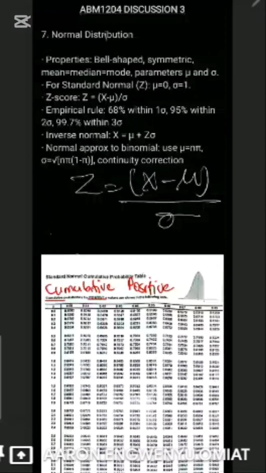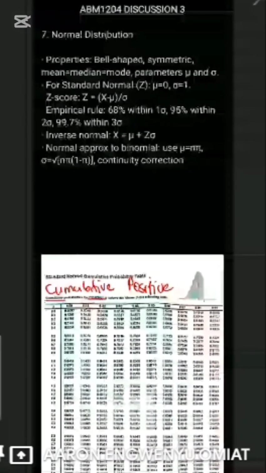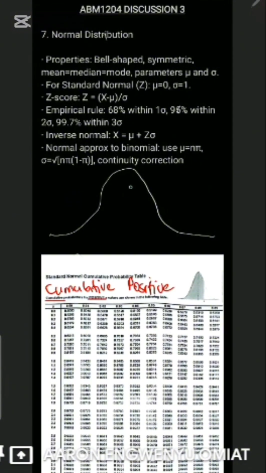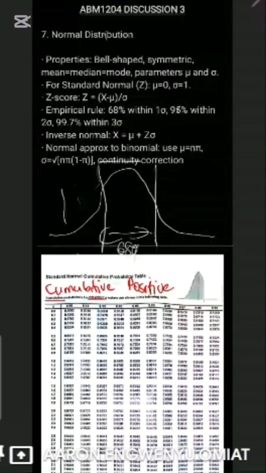So, empirical rule states that 68% lies within one standard deviation, 95% lies within two standard deviations, and 99.7% lies within three standard deviations. So if we have this as our curve, one standard deviation would cover maybe this data. This would be 68% of the data.